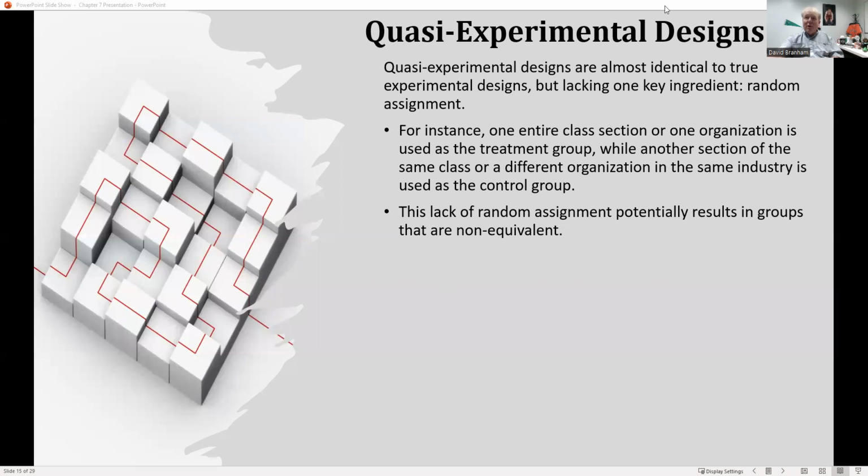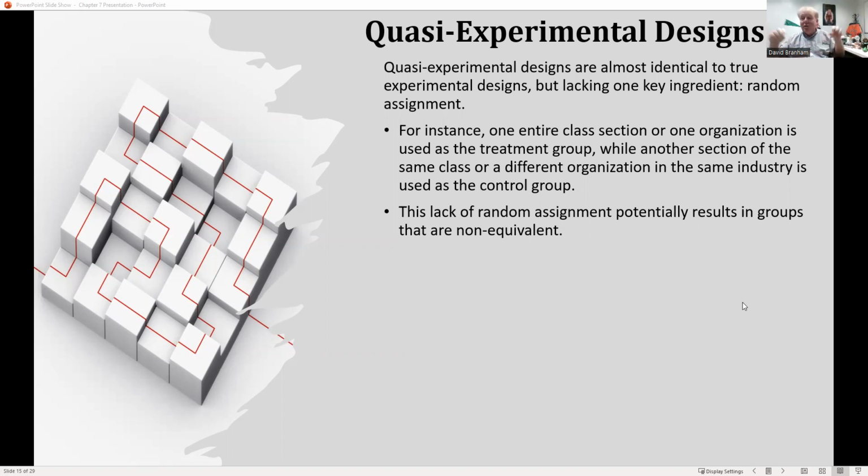So quasi-experimental designs are almost identical to true experimental designs, but there's one lacking ingredient, and that's random assignment. And you do these a lot in field experiments because you can't do random assignment. For instance, one entire class section or one organization is used as a treatment group. So you might use one class as a control group, one class as a treatment group.